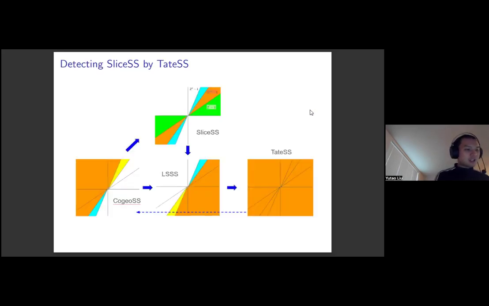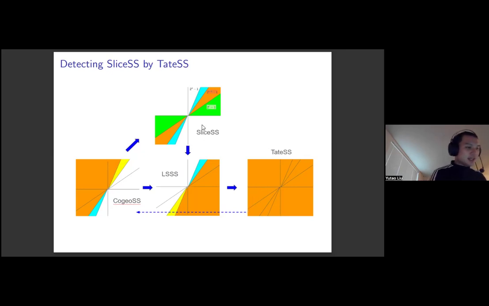abstract graph about how this whole theory works. The top one is the slice spectral sequence. The bottom one is the sequence from the cogeometric spectral sequence to the localized slice spectral sequence to the Tate spectral sequence. And here are maps which are induced by the generalized Tate diagram. This dashed arrow is the map when you take the desuspension and then you map to the fiber.